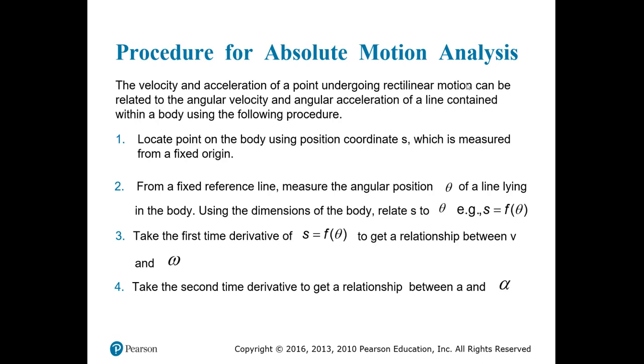We need to locate a fixed point of the body using a position coordinate S, which is measured from a fixed origin. Okay, once we have that, we need to establish a reference line that will help us measure the angular position of that body. Using the dimensions of the body, we will be able to find an equation that relates the position S and a function of the angular position.